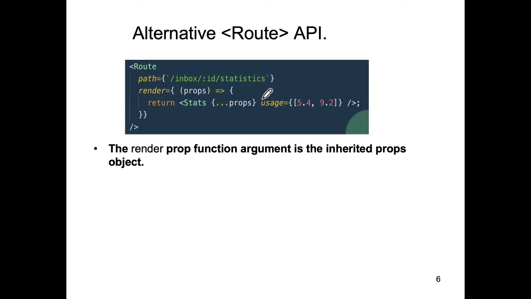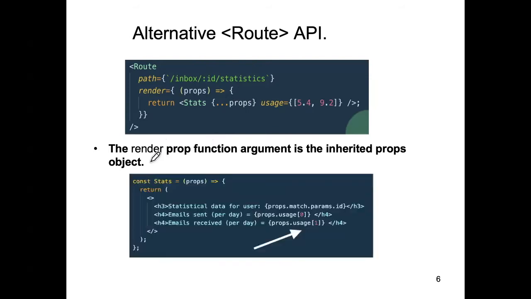Okay, so that's what's going on there. So the render prop function argument is essentially what I've just been saying to you there now. Here's the actual stats component itself.